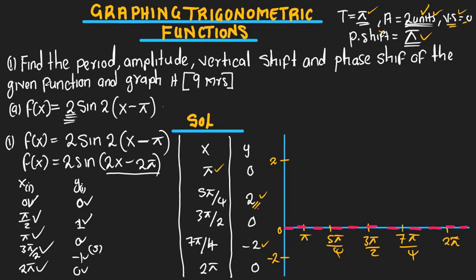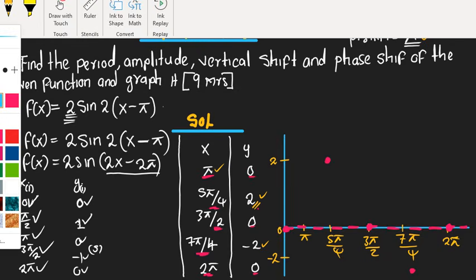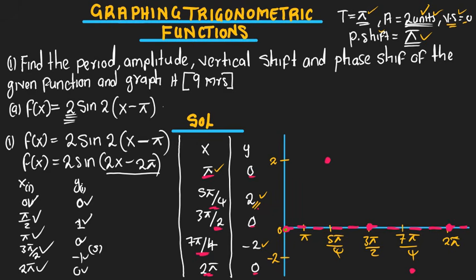Now, let me graph. We have pi comma 0, which is this point. Next, we have 5 pi over 4 comma 2. That is this point. Next, we have 3 pi over 2 comma 0. That is this one. Then we have 7 pi over 4 comma negative 2. That is here. Then we have 2 pi comma 0. That is here. Let's now remove the graph. We see how it's going to come out. So this is how the graph is going to come out.